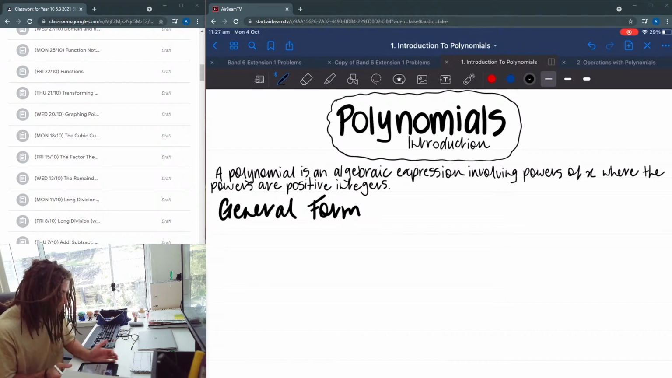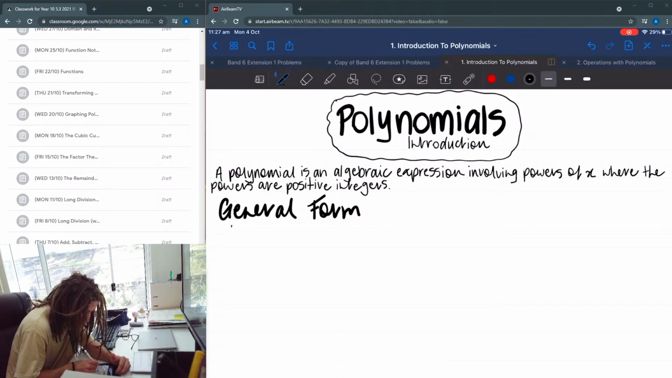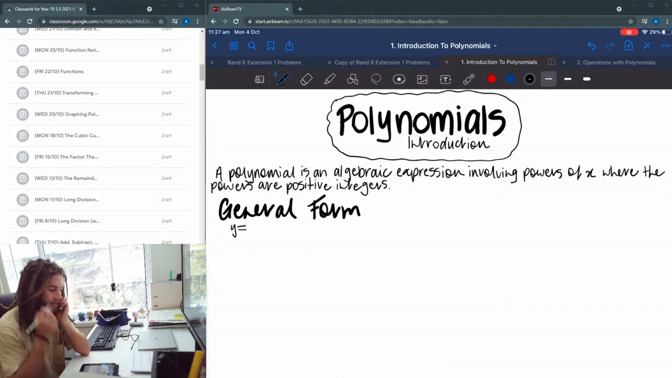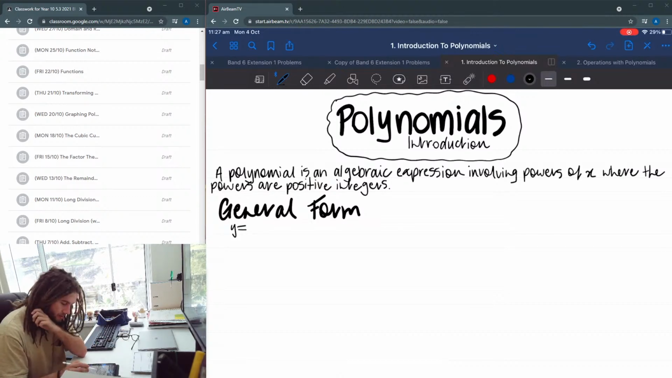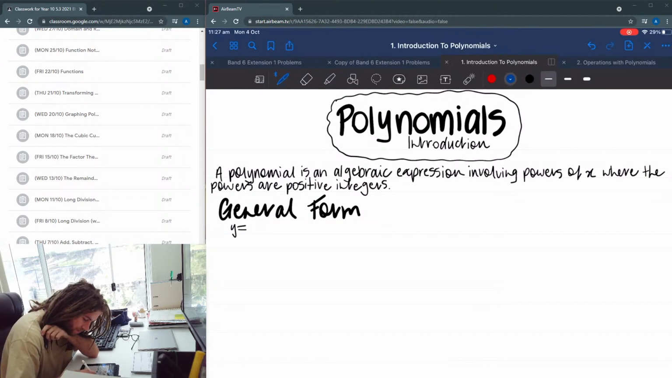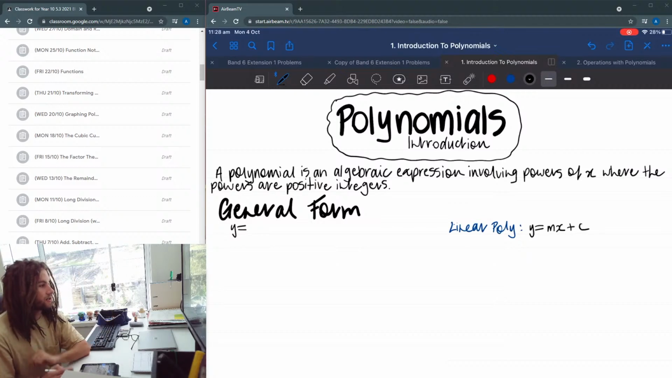Okay, so a polynomial looks like this. Y equals. Now I said that it could have been, and actually let me go over the examples. So we've got a linear polynomial. That looks like y equals something, we normally say mx plus c. So it's like x, and then the power of x is 1, and there's a constant on the end.